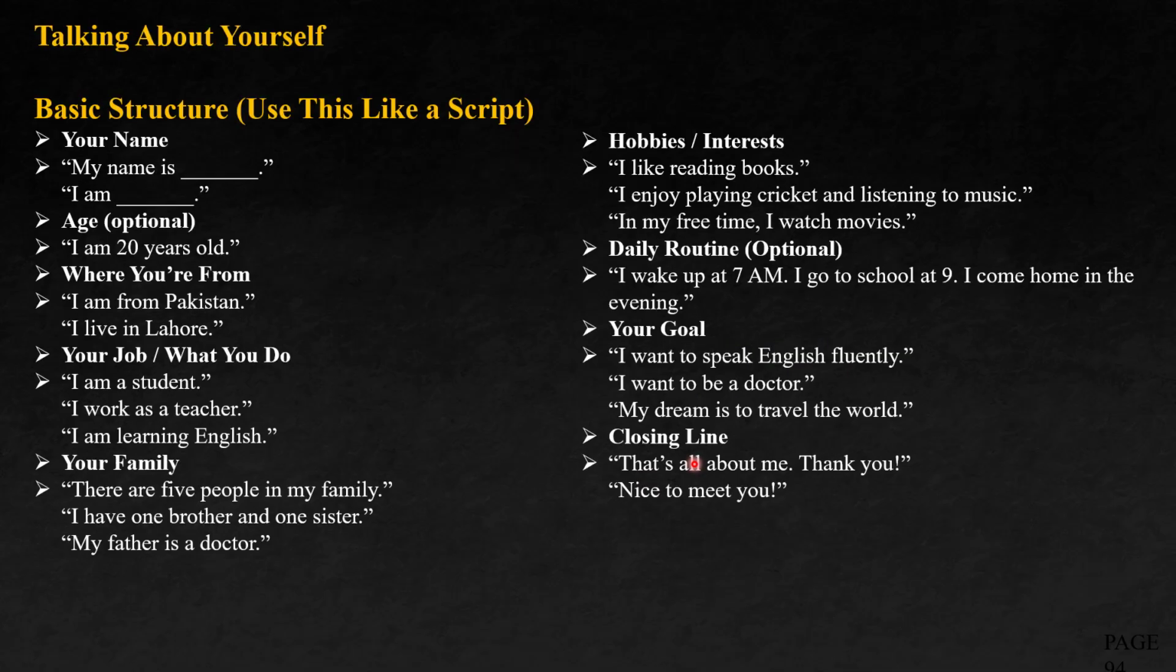And the next one is talking about yourself, with a more detailed explanation here. If you want to go ahead with an introduction, you can start with your name. You can say, my name is, and I'm Sridhar, I'm Girish, like that. Age is optional. If you want to tell your age, you can say, I'm 20 years old. Where are you from? I'm from Bangalore, or I'm from India, or I'm from Pakistan, or I live in Lahore. Like that, you can just say, I'm from Pakistan, I live in Lahore.